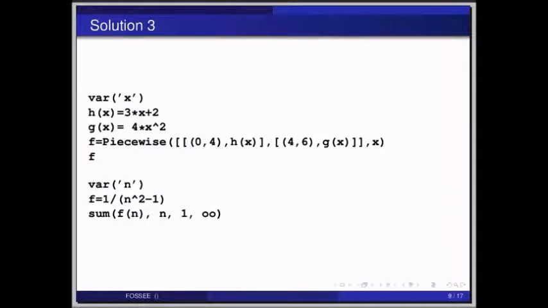The solution is on your screen. var within brackets x, then h of x is equal to 3x plus 2, then g of x is equal to 4 star x caret 2, then f is equal to piecewise within brackets, in square brackets 0 comma 4 comma h of x, then in another square bracket 4 comma 6 comma g of x, and then comma x. Then type f. Then in the next step you have to type var within single quotes n, then f is equal to 1 by n caret 2 minus 1, then sum, then brackets f of n comma n comma 1 comma infinity.